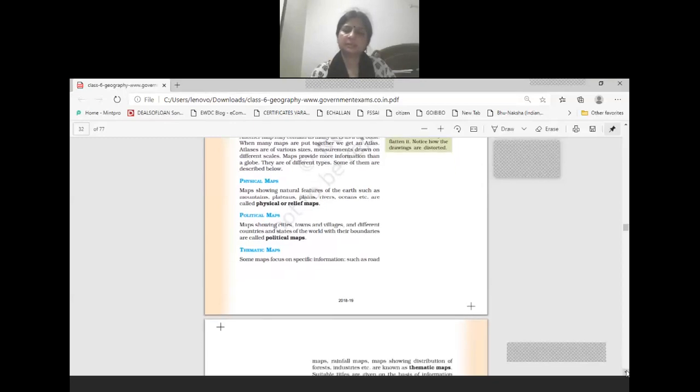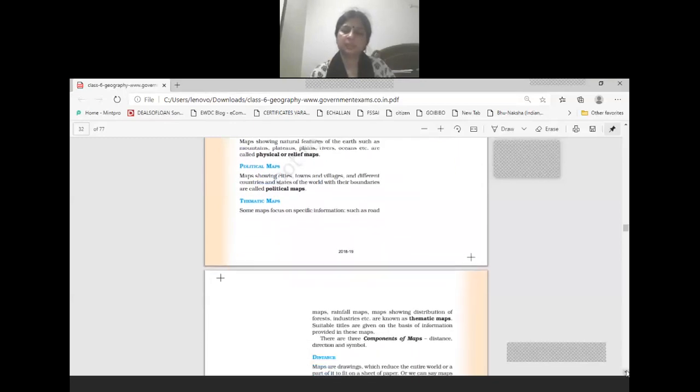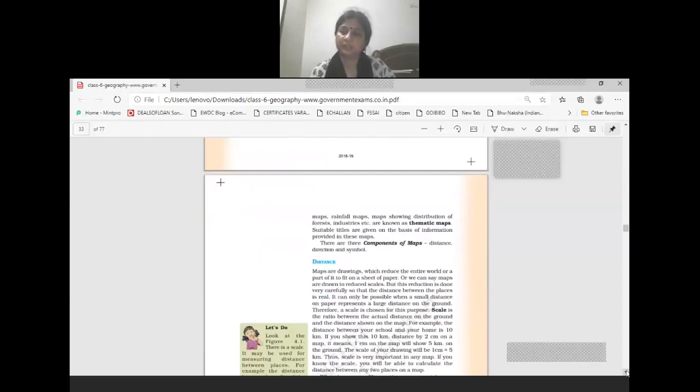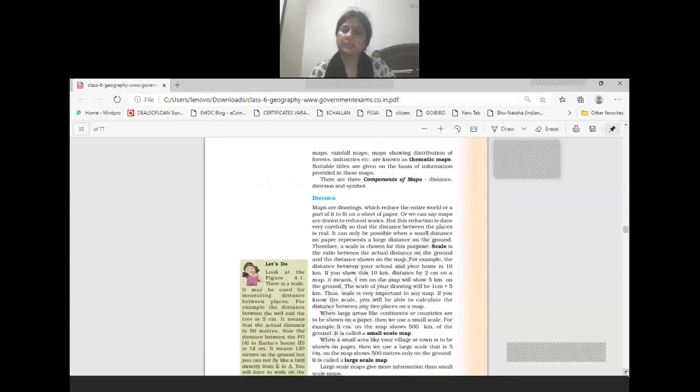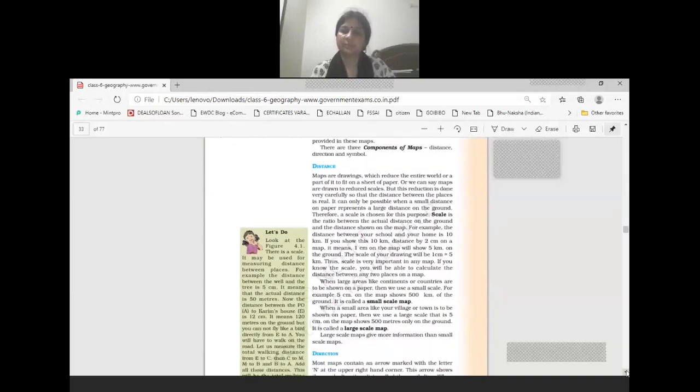Okay, and then there were thematic maps. Thematic maps are related to some important information only, like a road map. It's only about the roads of a particular region. Then rainfall maps. It shows the different types of rainfall that occur in a particular country or region.